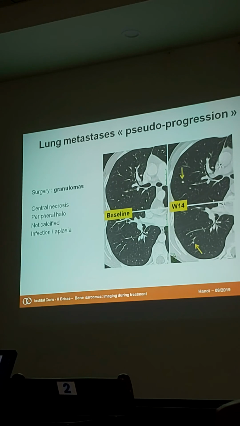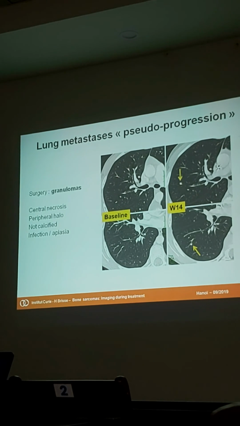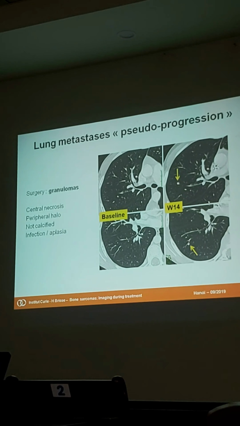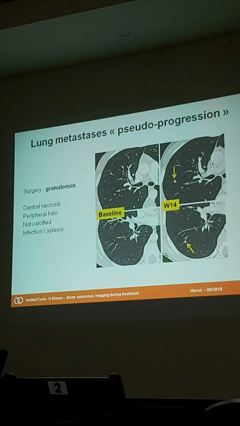So they were operated and they were both granulomas. So what does it mean? It means that patients during treatment may have infection and they can have also infectious nodules in the lung. Are we able to differentiate these nodules from metastasis? Yes, sometimes. Here it's not really, it was very difficult in this case, but sometimes you can find a peripheral ground glass halo first. If it's an osteosarcoma, and if the nodule is not calcified, so it's also another sign. And of course, you have to check for the history of aplasia, infection, and so on.